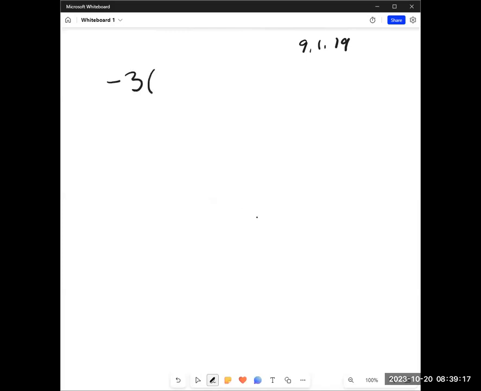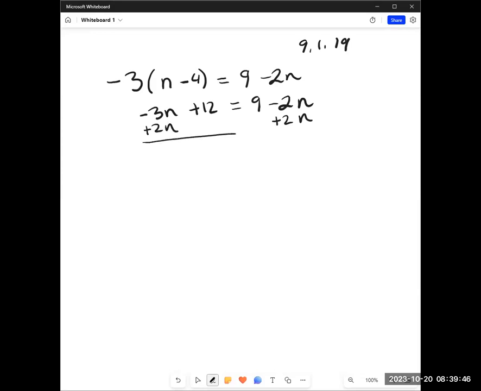Negative 3 times n minus 4 equals 9 minus 2n. Same idea that I need to simplify both sides first. So this is going to be a negative 3n plus 12 is equal to 9 minus 2n. Now I need to decide which side I'm going to get my variables to, so I'm going to have them on the left since I have a choice.